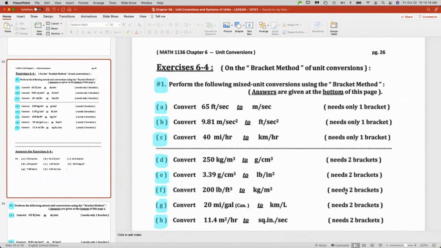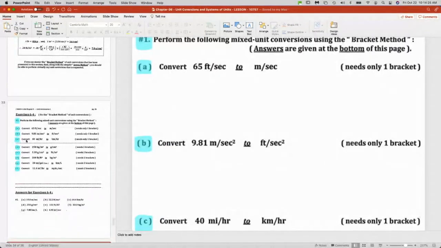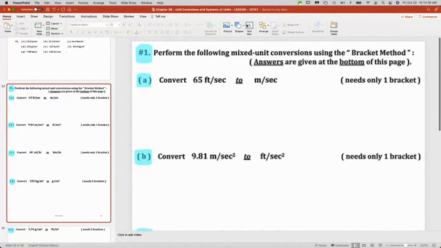So let's take a look at question A. So here we go. This is again page 26, question A. I'll just type that here in case anybody asks.